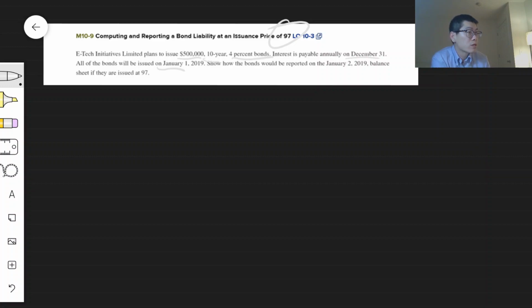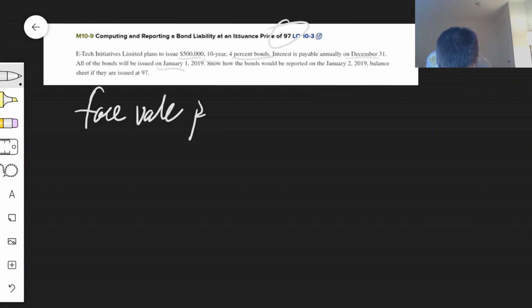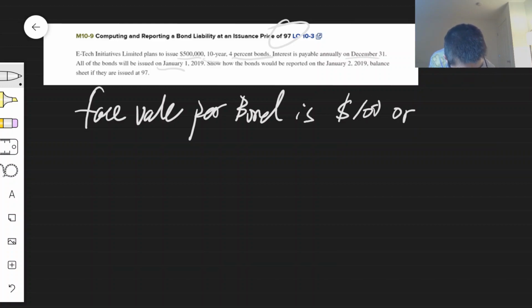Okay, number 9. So basically, how many shares of bonds did we issue? How many bonds did we issue? And normally the face value per bond is either $100 or $1,000. Okay, $1,000.